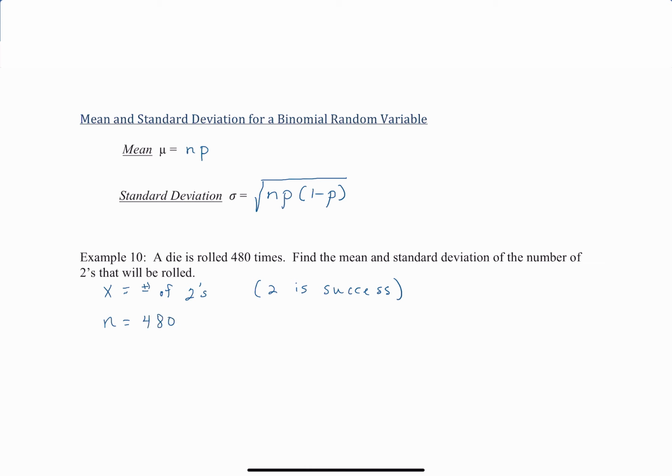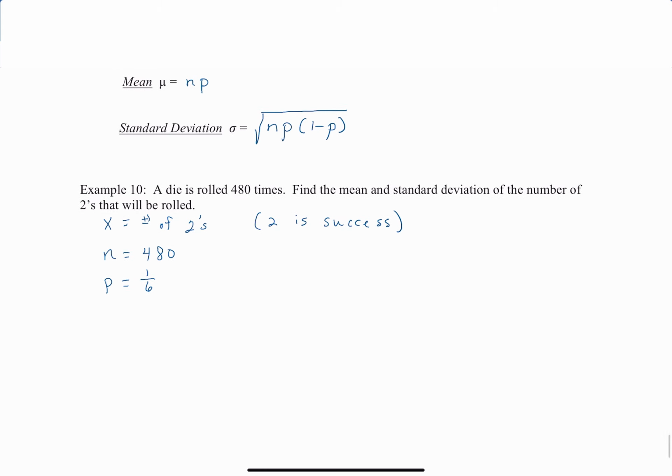And then for these formulas, we also need to know what p is. Well, what's the probability of getting a 2 if you roll a die? It's 1 out of 6, so 1/6. We're also going to need to put 1 minus p into the formula, so let's just go ahead and compute that right now. 1 minus 1/6. Well, 1 is 6/6. So 6/6 minus 1/6 is 5/6.